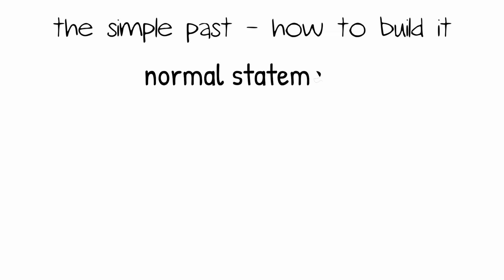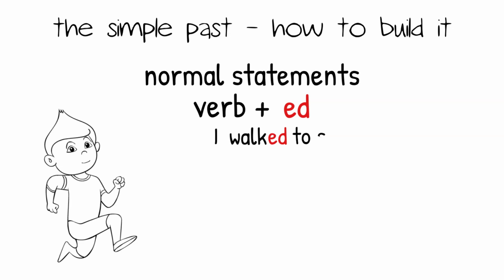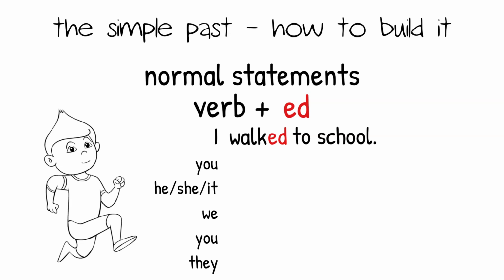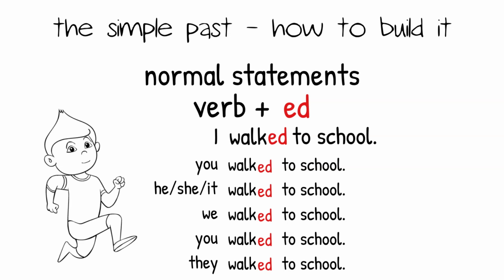To build the simple past, you use the infinitive and add ed. The verb to walk would then be walked. In comparison to the simple present, for example, the simple past form is always the same for every person. No matter if it's I, you, he, she, it or we, you, they, it's always walked. For example, I walked to school.